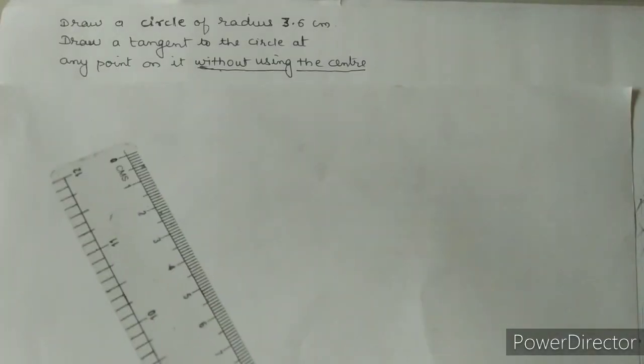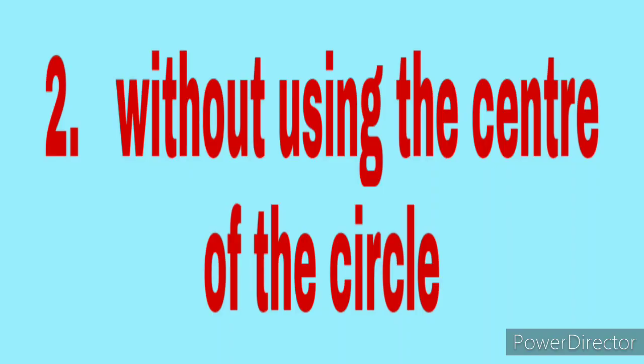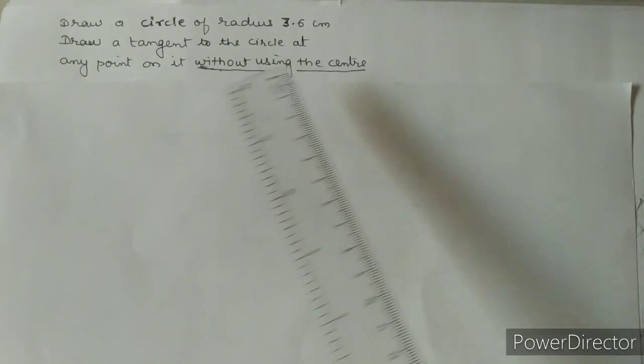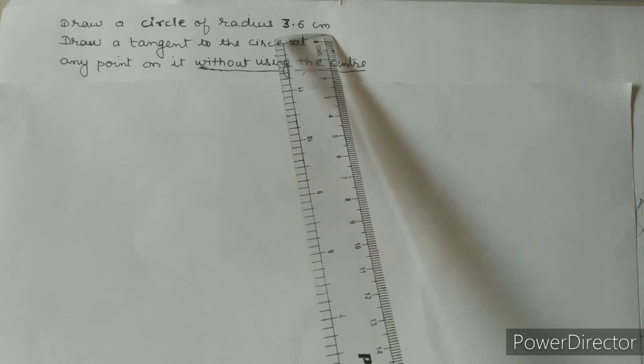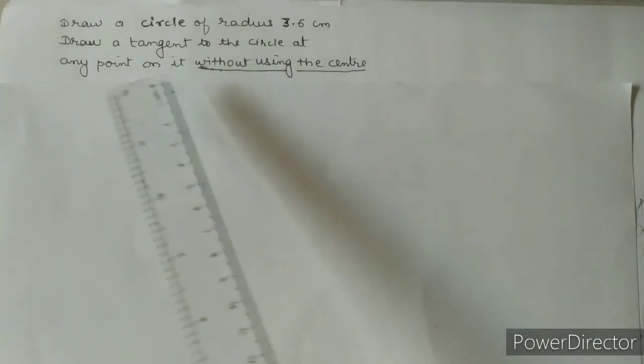Dear student, in this example we have to construct tangent without using center. In previous example we used center to draw tangent. Let us see this example. Draw a circle of radius 3.6 cm. Draw tangent to the circle at any point on it without using center. See here, underline the statement without using center.